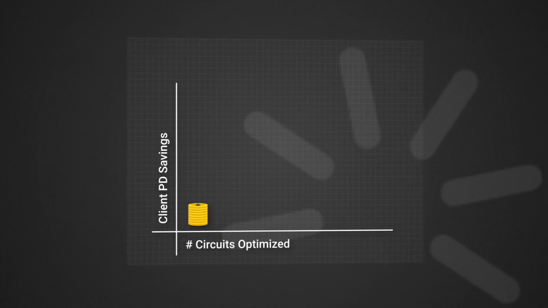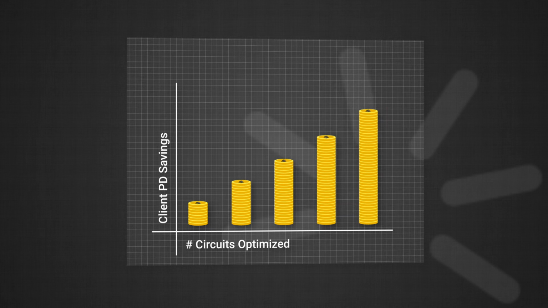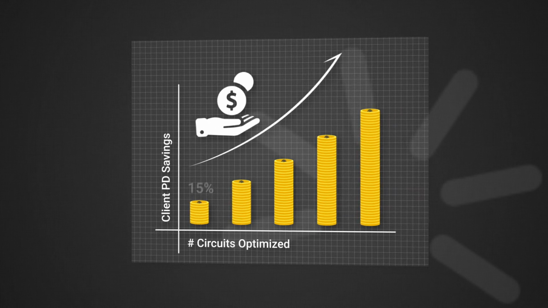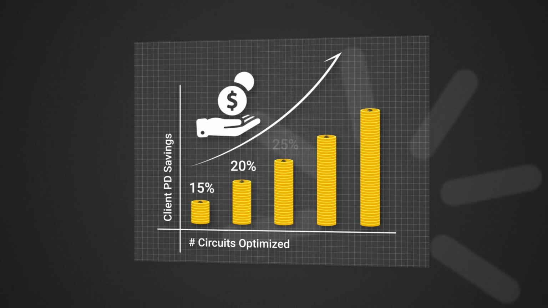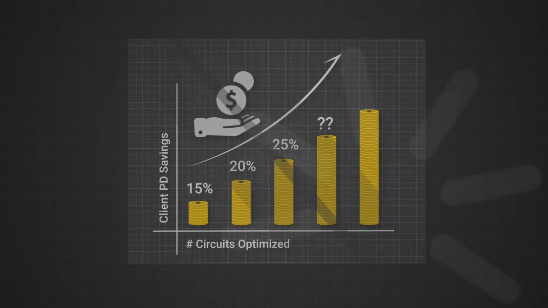What are the actual cost savings? Since not all projects are alike, it varies, but savings could be anywhere from 15, 20, or even 25% of the overall power distribution cost.